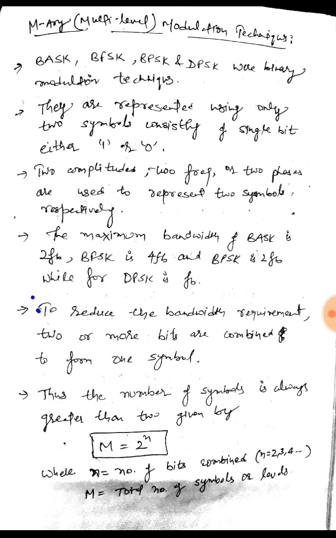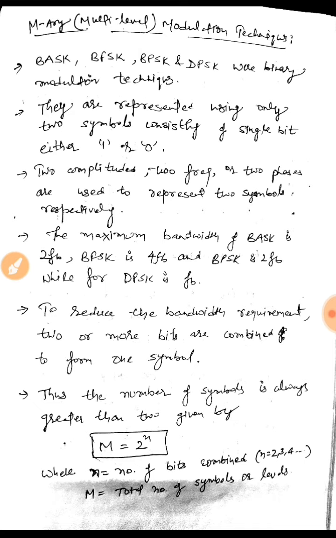The maximum bandwidth we saw was 2 FB in BASK, 4 FB in BFSK, and 2 FB in BPSK, whereas in DPSK we reduced the bandwidth and it was FB, where FB is the baud rate or the symbol rate.